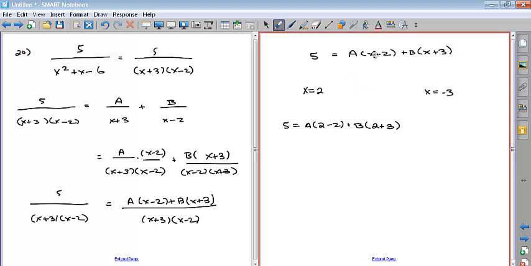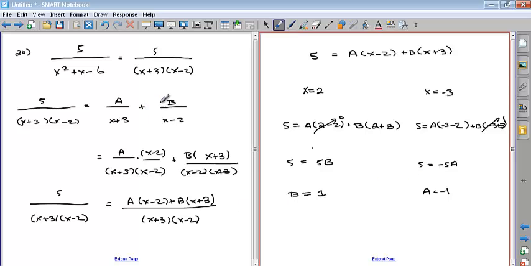So we plug in 2 here and 2 there. This one goes to 0. So you get 5 is equal to 5b, because we have 2 plus 3 is 5. And you solve for b, it's 1. And over here, you have 5 is equal to a times negative 3 minus 2. So we're plugging in negative 3 for x, and that makes it so the second term goes to 0, and we're left with the first one. So you get 5 is equal to negative 5a, or a is equal to negative 1.